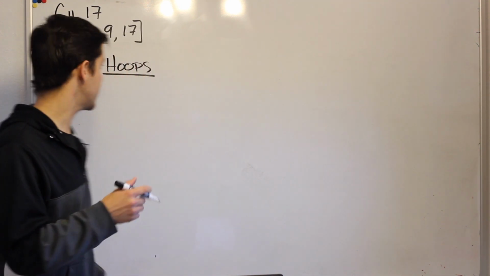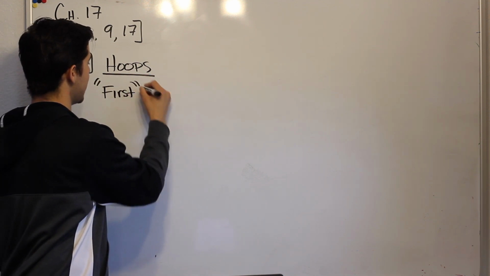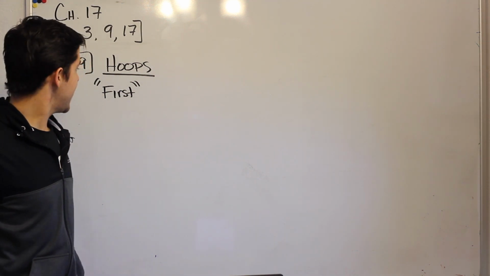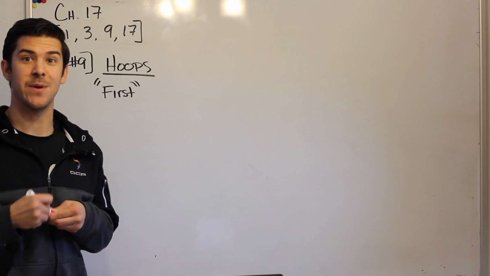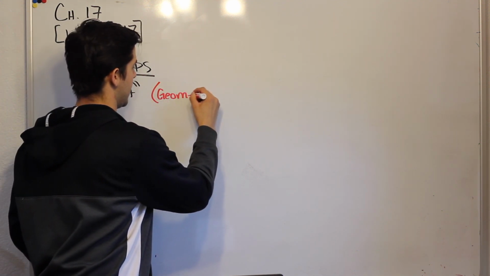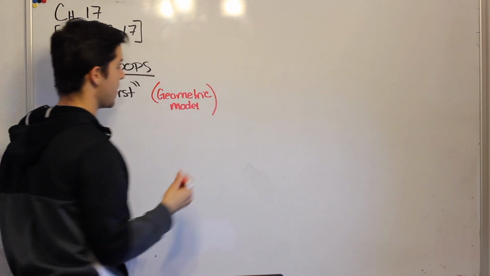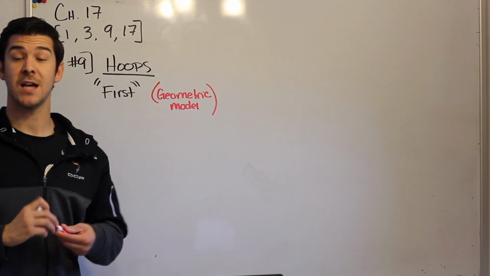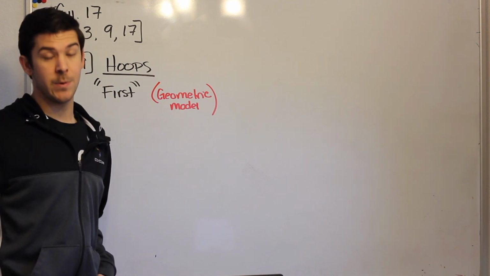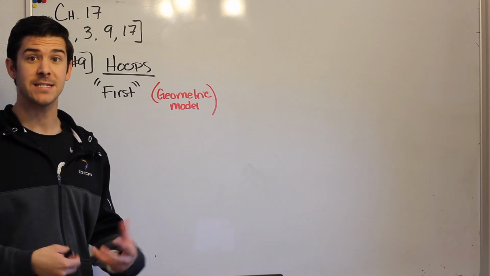If you notice the key words here, we're interested in the first time that this basketball player does something. Whenever we see the word first happen, that's a strong indicator that we will be using the geometric model. As a reminder, in the geometric model, we care about the first time that we actually do something. In this case, we care about the first time that he misses, but we also care about the first time that he makes a basket.